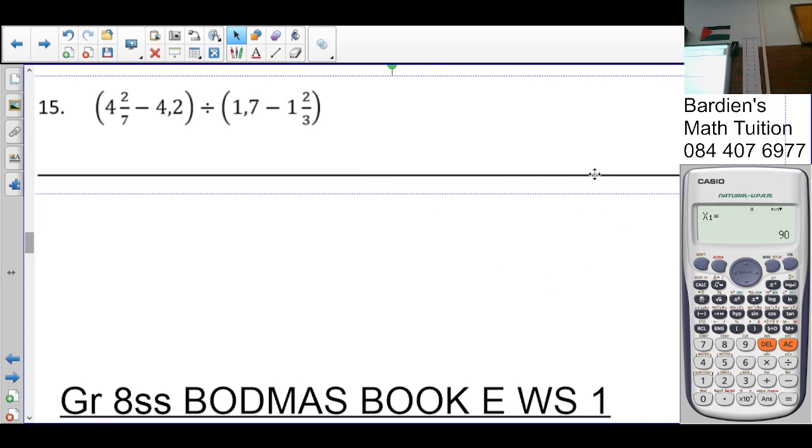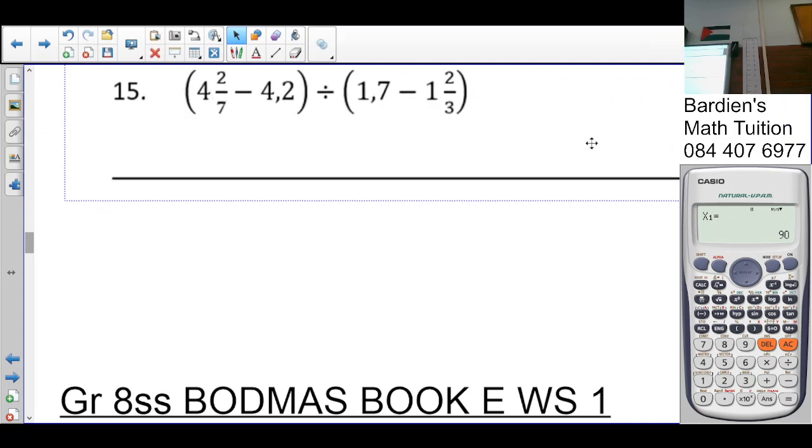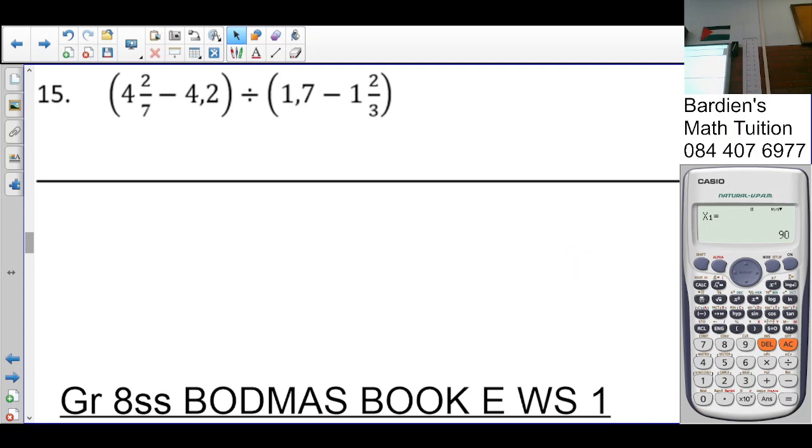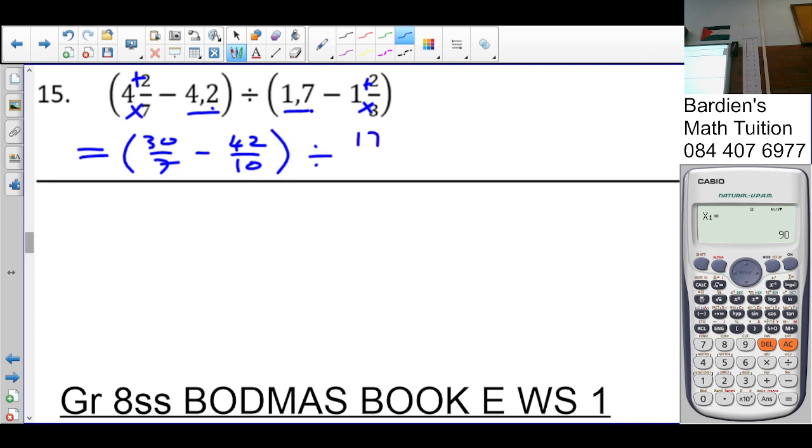Right, some decimals here. Decimal fractions. Alright, so what do we do first? Convert improper fractions, not so? So it's going to give you 30 over 7 minus 42 over 10. Why 10? One number after the comma. Not so? Divided by 17 over 10, since it's one digit after the comma. So 3 times 1 is 3 plus 2 is 5. 5 over 3. Is that correct? So what do I do now? Brackets. That bracket in the back. What's the LCM inside this bracket?